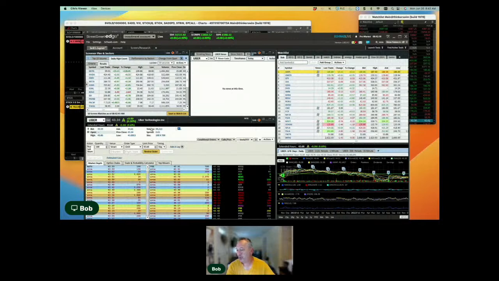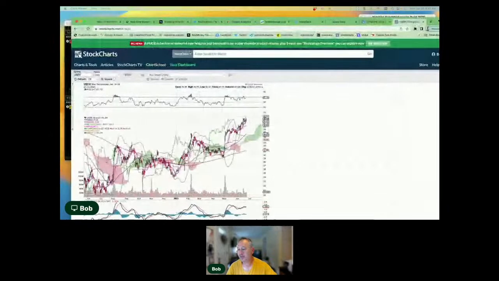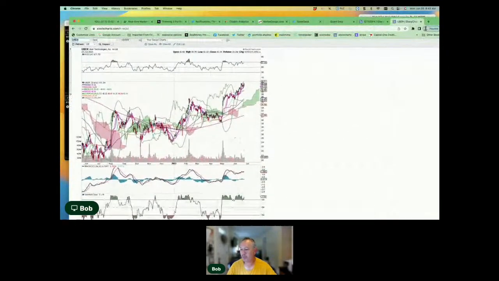Another one I like here is Uber. Uber has been showing some good relative strength. In fact, we'll take a look at that chart here in just a second. You can see ever since they reported earnings, it gapped up higher and has been making higher highs and higher lows, staying above that 20-day moving average, which is really important.